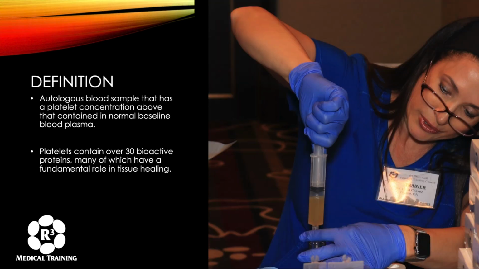So the definition of PRP is an autologous blood sample that has a platelet concentration above that contained in a normal baseline blood plasma. And platelets contain over 30 bioactive proteins, many of which have a fundamental role in tissue healing. Everybody thinks about them as being so great for clotting, and they are, but the fact is they do so much more.